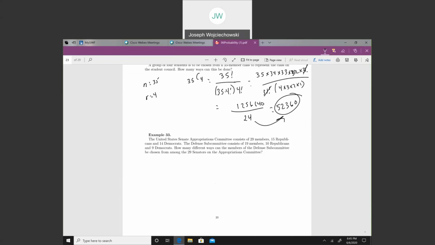So let's look at Republicans and Democrats. So Republicans, there's 15, and this is combinations. And we want to choose 10. And for the Democrats, we have 14, and we want to choose 9. So we have 15 factorial over 10, or 15 minus 10.